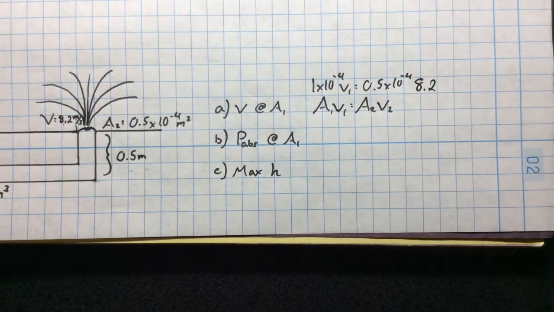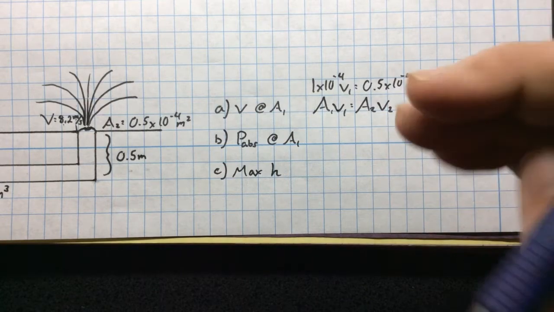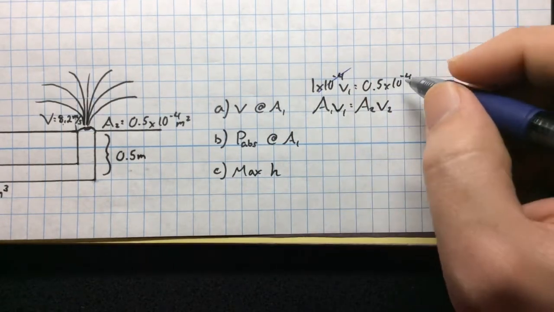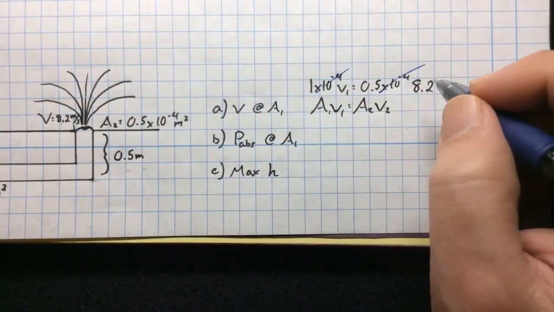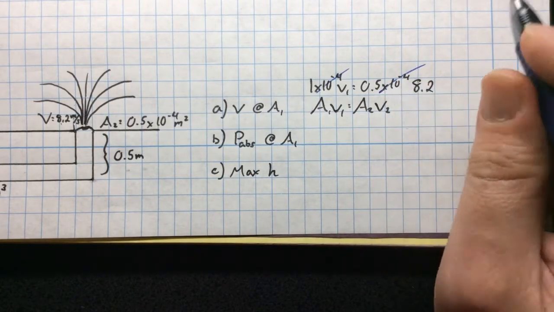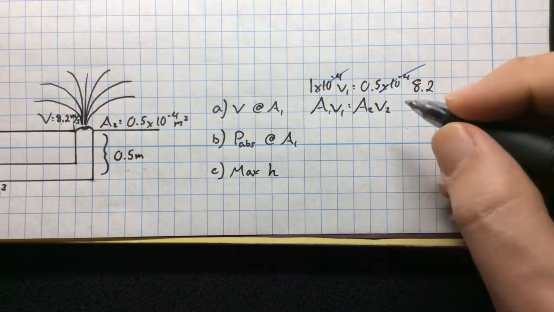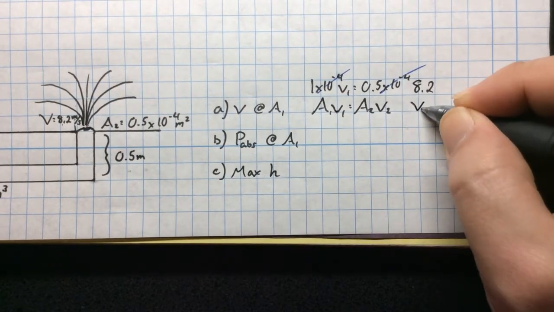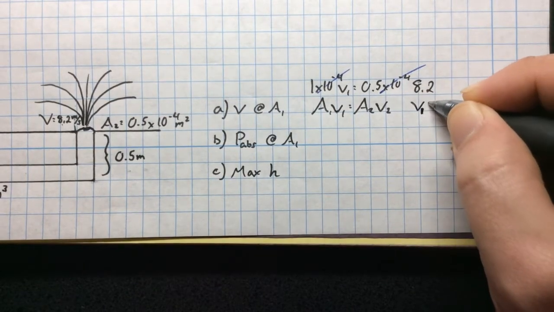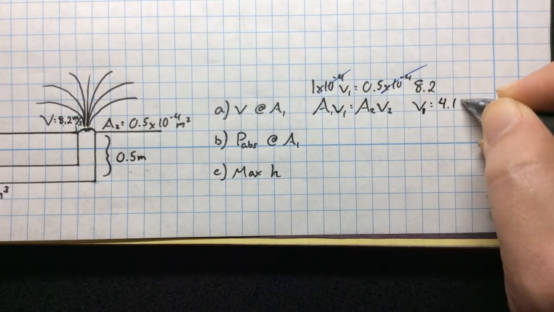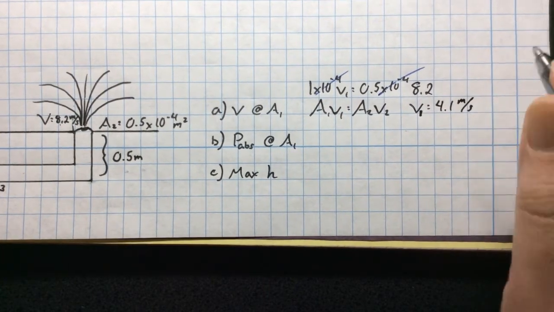Okay, so if we look at things that we can possibly cancel out right now, that's going to be this times 10 to the negative 4 thing, times 10 to the negative 4 thing, and really it's just going to be half times 8.2, and half of 8.2 is going to be 4.1. So the velocity at V1 should be 4.1 meters per second.